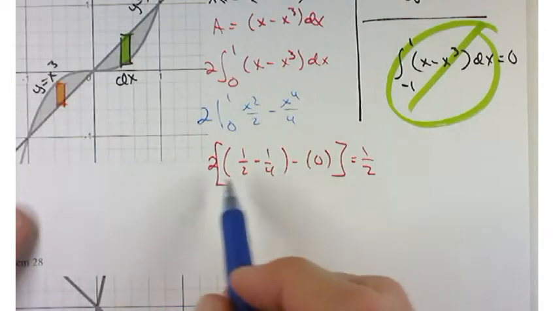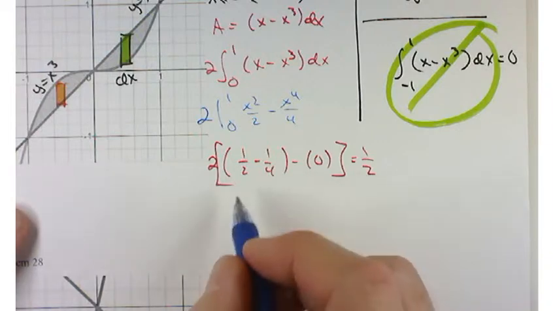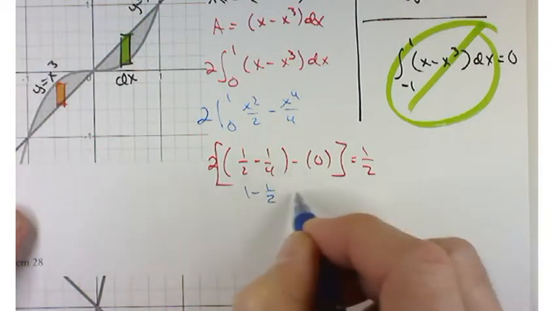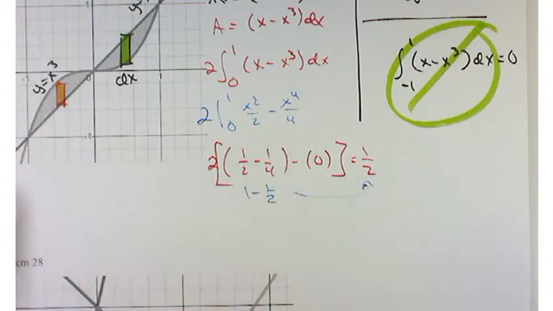No, this is already distributing the 2. If you distributed the 2, you'd get 1 half minus, or 1 minus 1 half. But no, I appreciate the question. No, I didn't do all the steps. My bad.